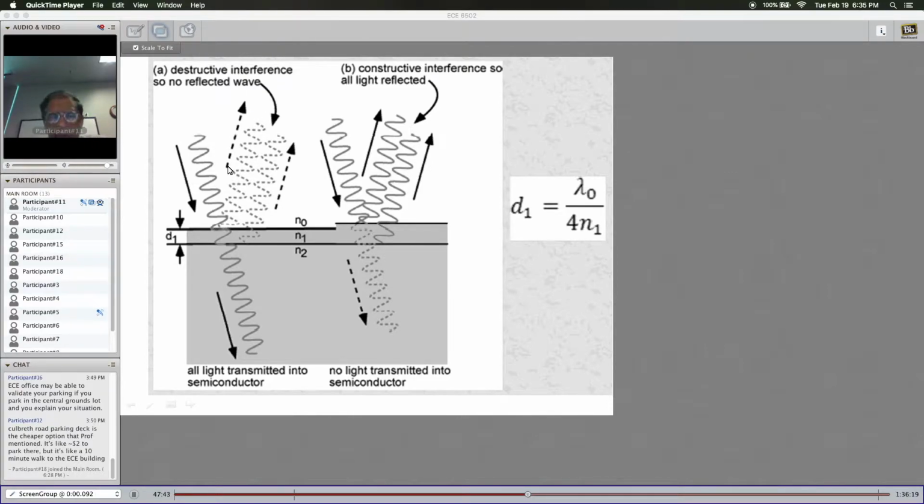Now, how thick does this anti-reflection layer need to be? Well, given the required phase difference, the thickness is wavelength over 4n1. Where does that come from?